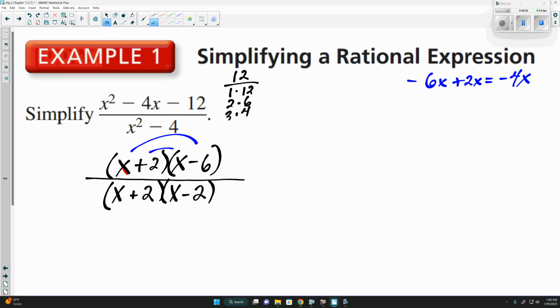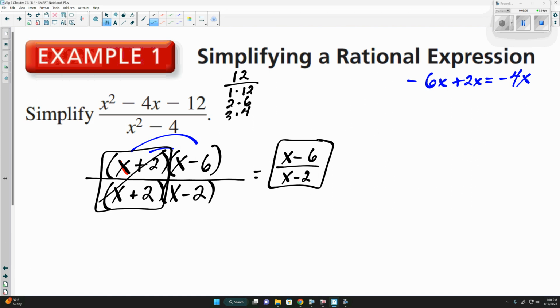So we do have something in common on top and bottom. X plus 2 and x plus 2. Those will simplify out to 1, leaving us with x minus 6 over x minus 2. Questions on this here? So what would our restrictions be?